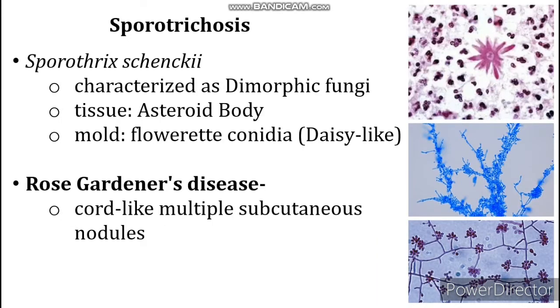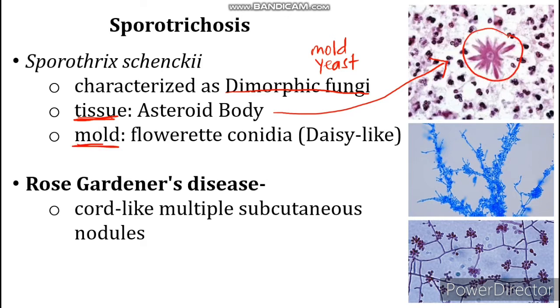Your Sporothrix schenckii causes the disease sporotrichosis. It is characterized as a dimorphic fungi, meaning it exhibits both the mold phase and the yeast phase. When Sporothrix schenckii is in the tissue, its appearance would be an asteroid body. Ito siya, para siyang star-like projection. And when it is a mold, it would look like a floweret conidia or daisy-like.